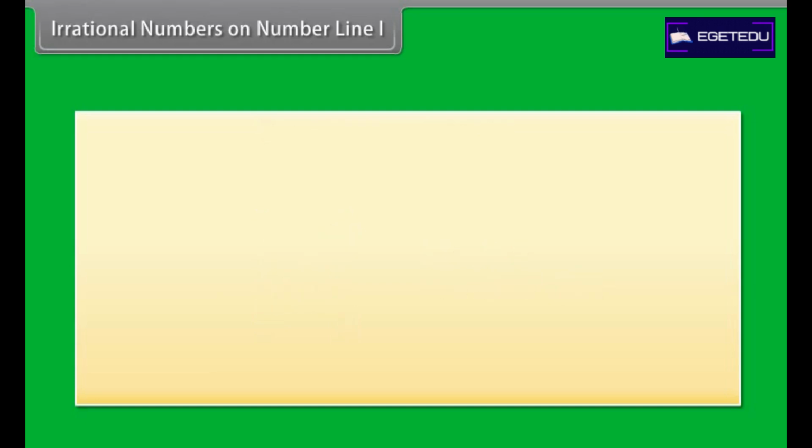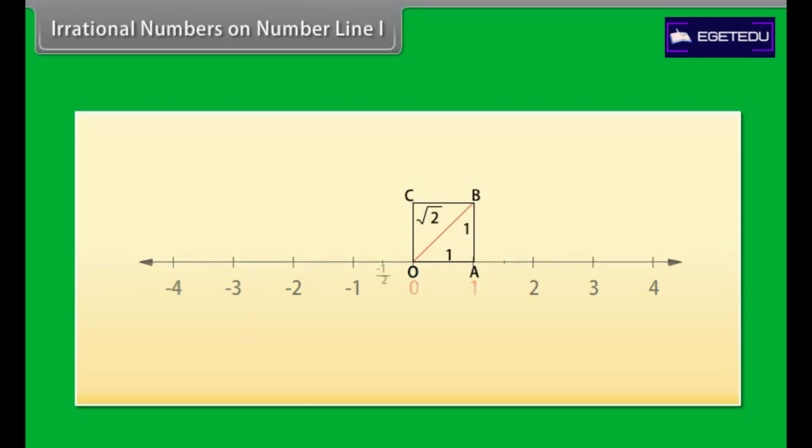To represent square root 2 on the number line, we will transfer the square onto the number line, making sure that the vertex O coincides with 0. Now, using a compass with center O and radius OB, we will draw an arc intersecting the number line. Name this point as P. The point P corresponds to square root of 2 on the number line. Irrational numbers on number line 2.